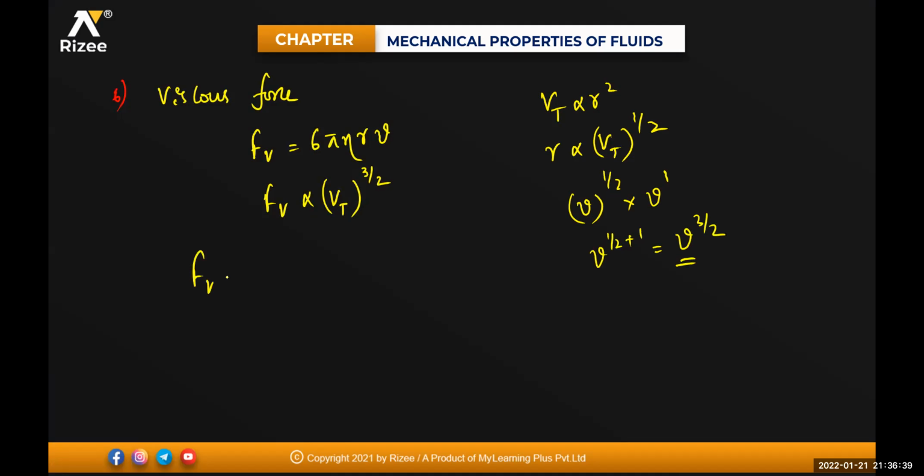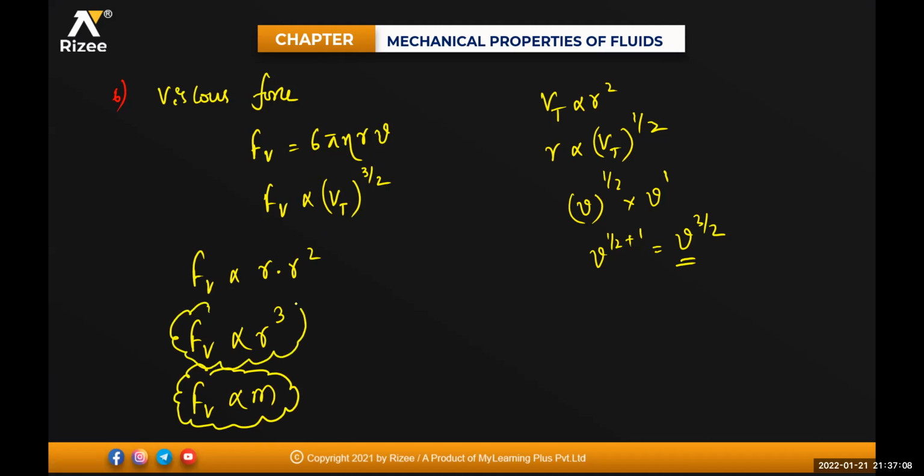That means viscous force in terms of terminal velocity can be written as what, beta? r into r square, from this one. So I can write that viscous force is directly proportional to r cube, and r cube is directly proportional to the mass. How did I get this one, beta? Can anyone tell me? See here, viscous force is directly proportional to the radius, and velocity is directly proportional to r square. I'm just multiplying and getting the relation. Clear? Any doubt in this one?